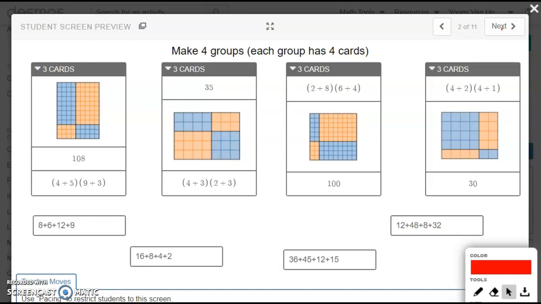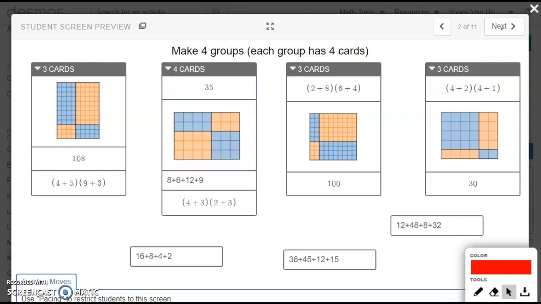To do that, we need to figure out each of these rectangles. So what do we have in the blue rectangle here? 1, 2, 3, 4, 5, 6, 7, 8. 8 plus 6 plus 12 plus 9. That's this one. Okay, and then what do we have here? 1, 2, 3, 4, 5, 6, 7, 8, 9, 10, 11, 12.